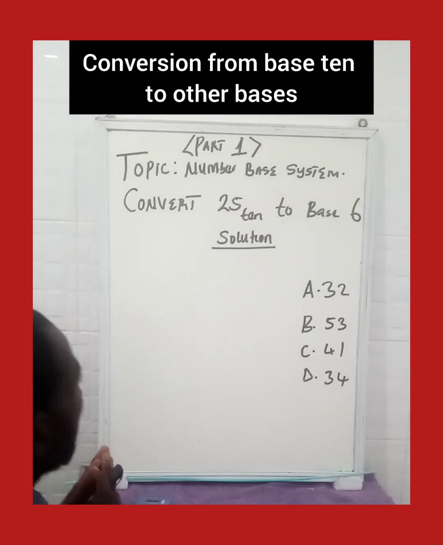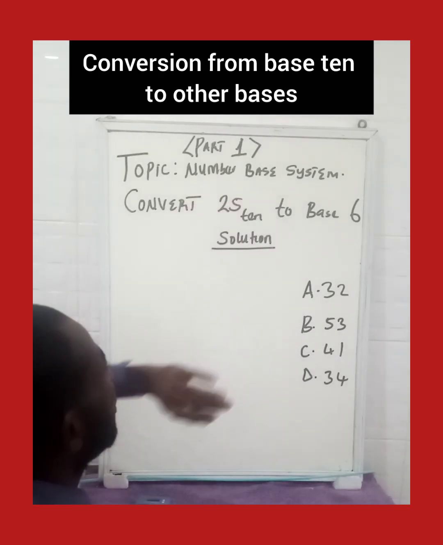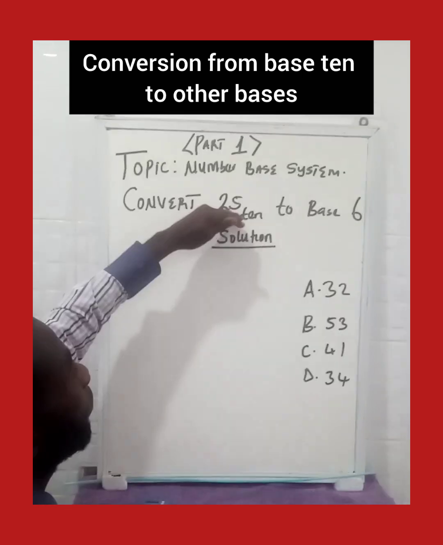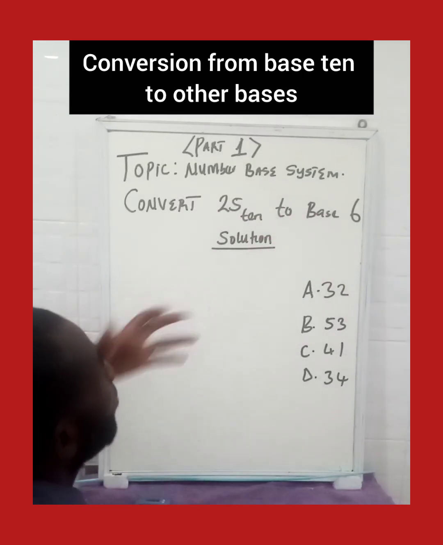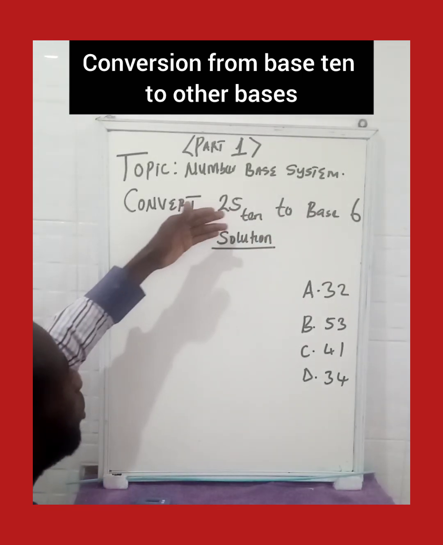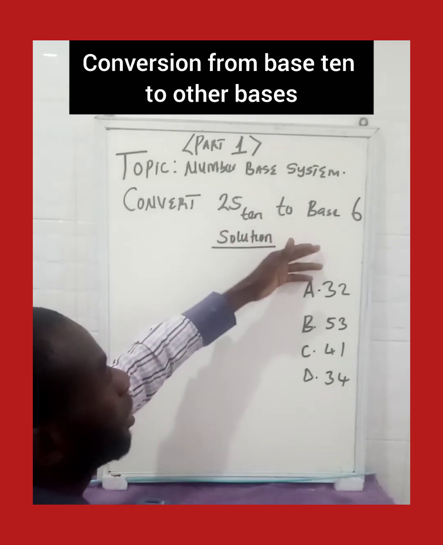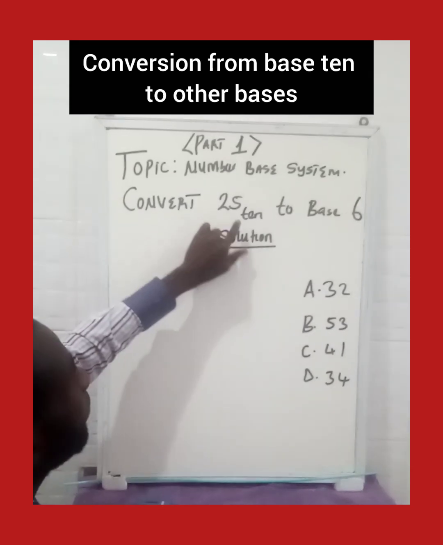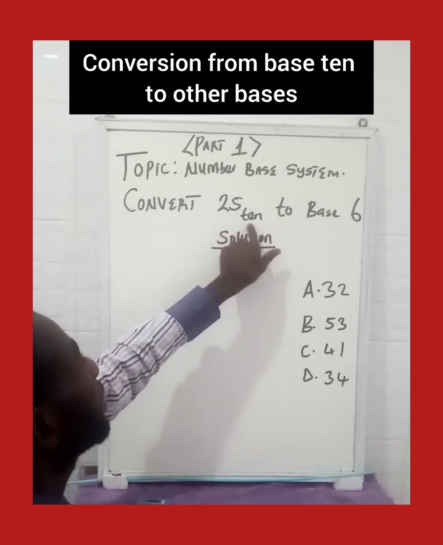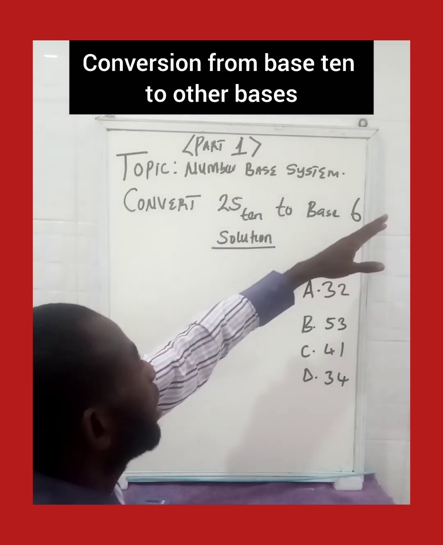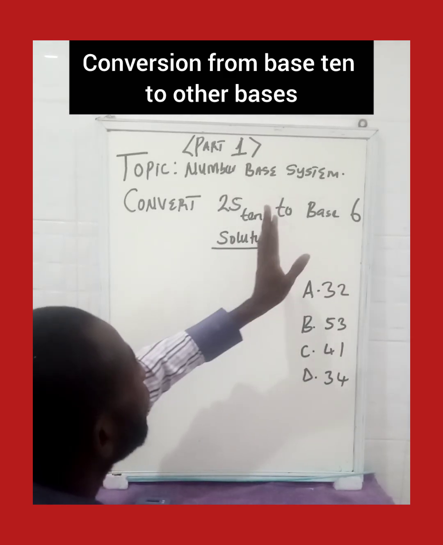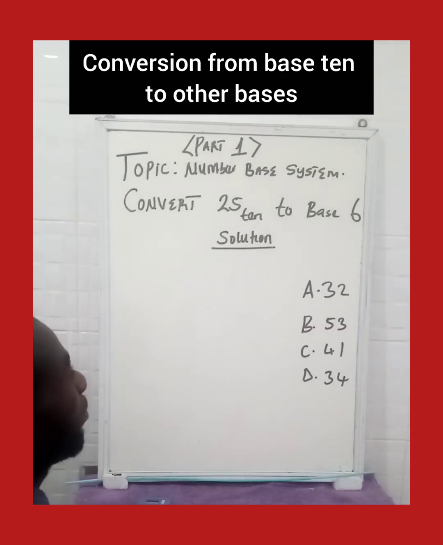Let's deal with this topic on the board, number-based system. We are going to look at conversion from base 10 to other base. An example we are going to deal with: convert 25 in base 10 to base 6. Anytime you are given this type of question, and this base is 10, and this one can be other base like 2, 3, 4, all you need to do is successive dividing and recording the remainder.